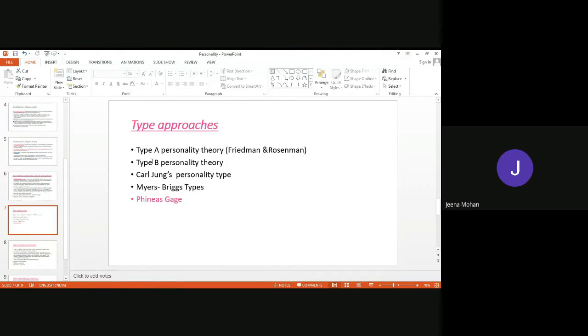According to Jung, every person has a dominant life attitude and a primary function, characteristics that contribute to his or her personality. So what Jung says is that every person has one life attitude and, at the same time, a primary function, and these constitute the personality of the person.